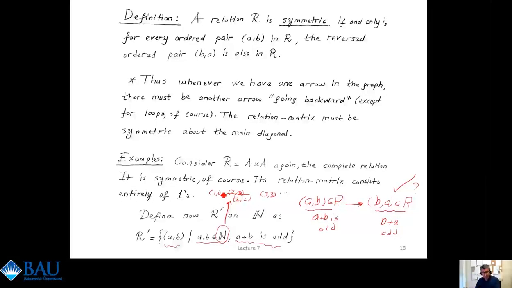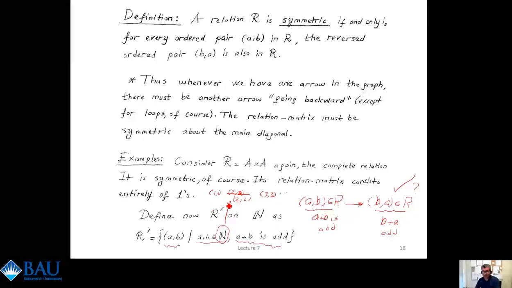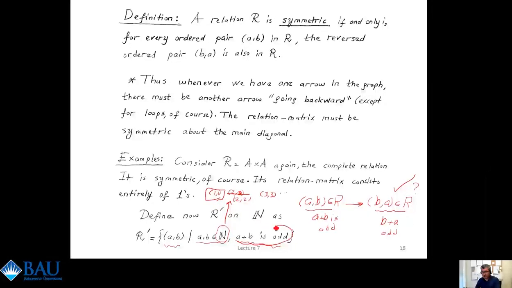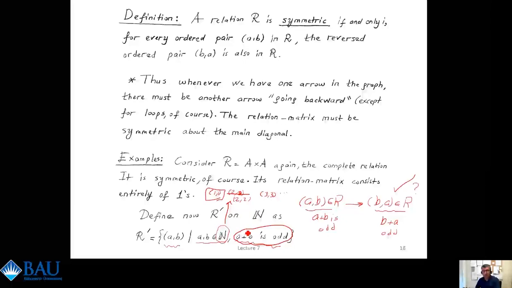If at least one of them is not in the relation, therefore this is not reflexive. Look at it, 1, 1. Do we have a 1, 1? No, because summation is not odd. Therefore it's not reflexive, so you don't need to check the rest.